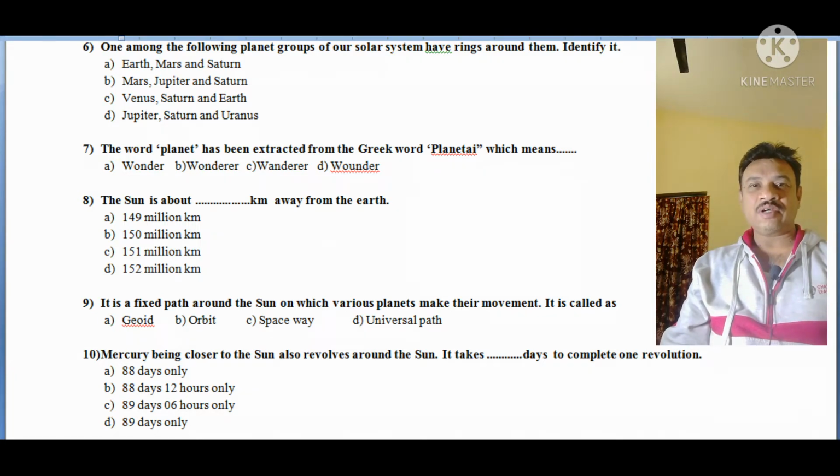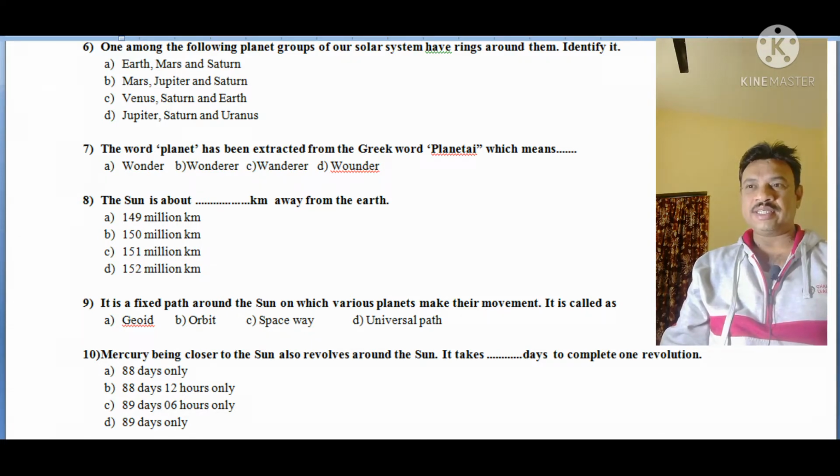And question number 8, the sun is about dash kilometers away from the earth. 149 million kilometers, 150 million kilometers, 151 million kilometers, or 152 million kilometers. It is exactly 150 million kilometers, and you should go with answer B.